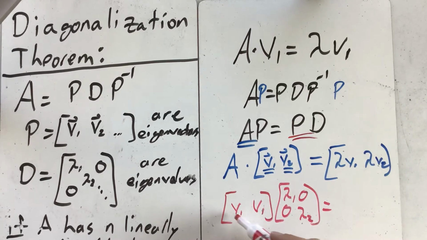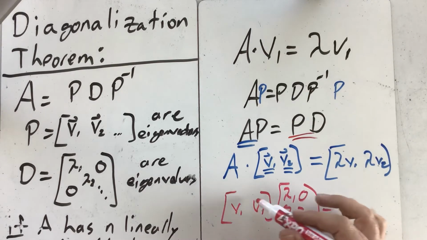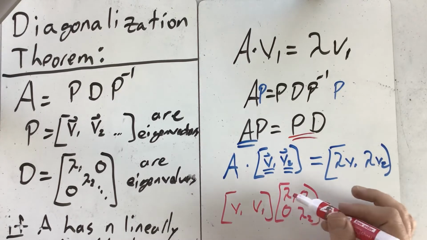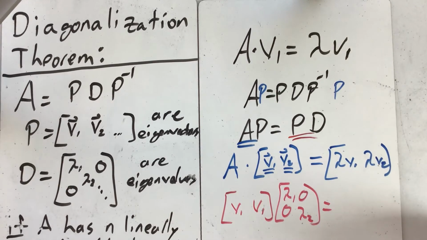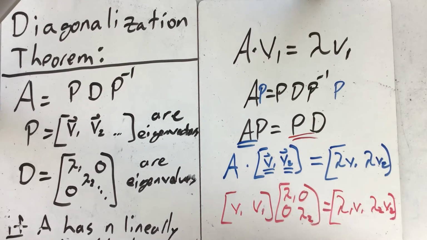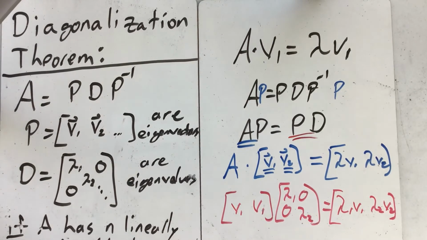And then I just do row times column. Well, the column is just lambda 1, so we end up getting lambda 1 V1 and lambda 2 V2. So you end up getting the exact same thing in this case. Okay, so here you go. We ended up getting the exact same thing looking at both sides of our equation.